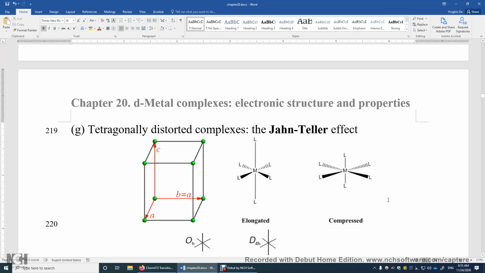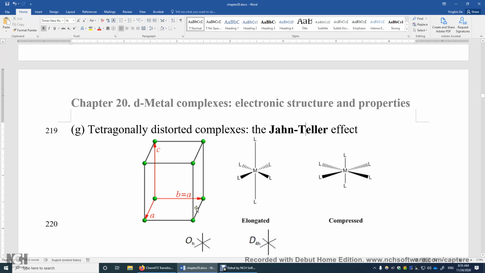Section 20.1 Crystal Field Theory. Subsection G. Tetragonally distorted complexes. The Jahn-Teller effect. This is a tetragonal crystal system. You can view this as a distorted cube.